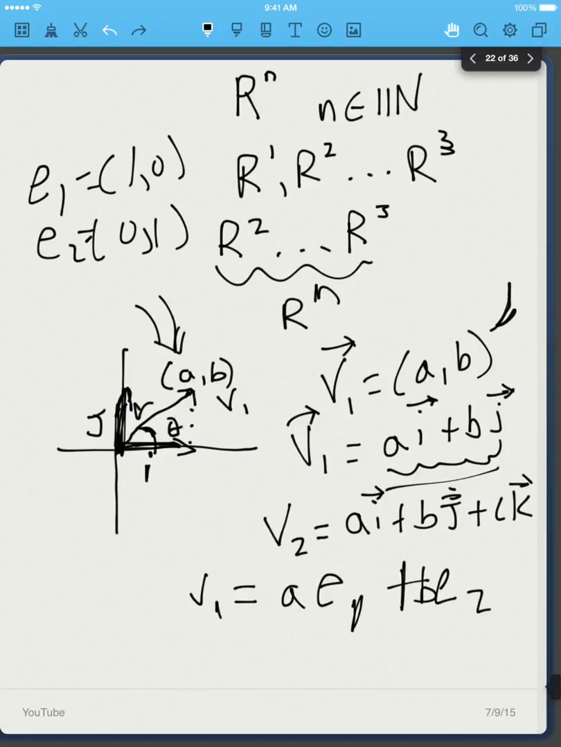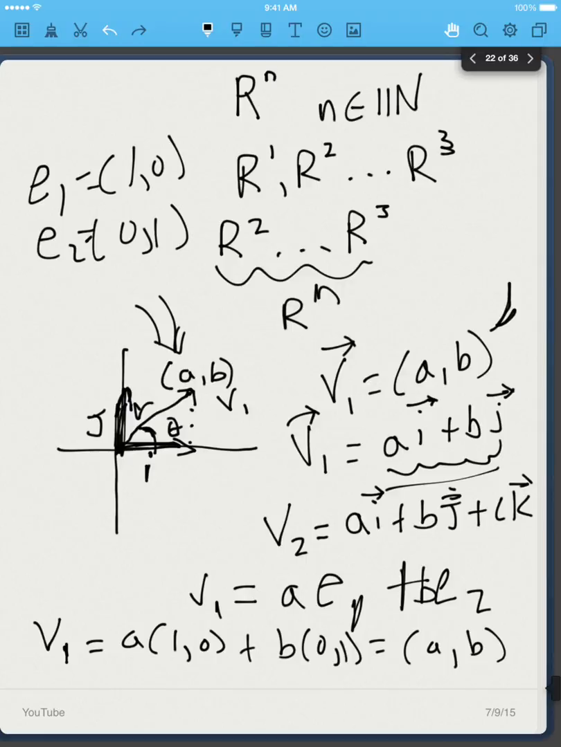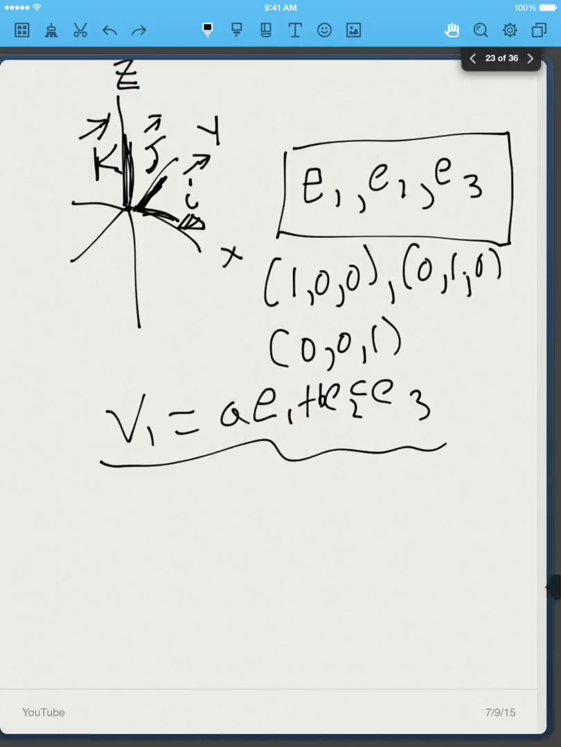So this is just stuff to think about in the future. And that's sort of why I like writing them in this form, this AB, because you can obviously see if I have that V1 equals A times 1, 0 plus B times 0, 1. Well, what do I get there? I get AB, which is my arbitrary point in my space. So that's just notation for right now.